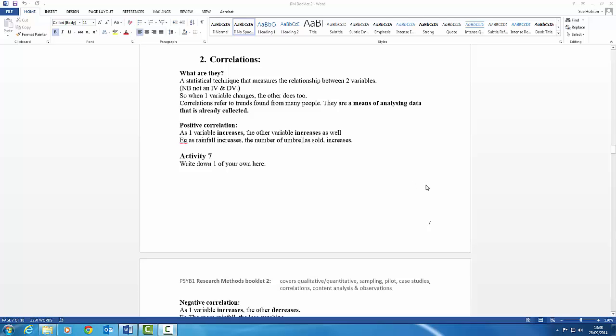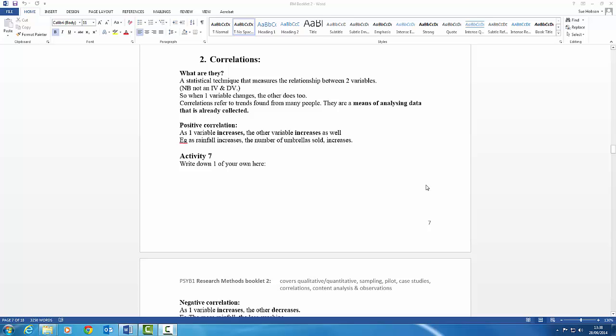Okay, so we're looking at Research Methods Booklet 2, and here we have another method of investigation that's non-experimental. So we've looked at experiments, and now we're looking at non-experiments, other methods that are non-experimental. The first one we looked at was case studies. The second one now is the correlation. It's page 7 of your booklet 2. Let's have a look at this.